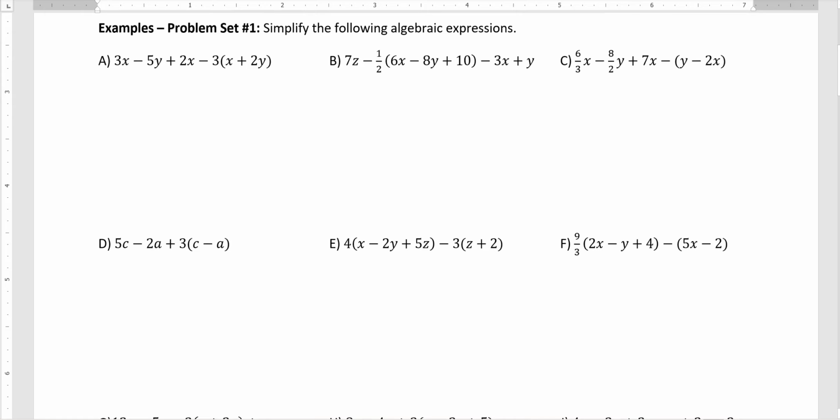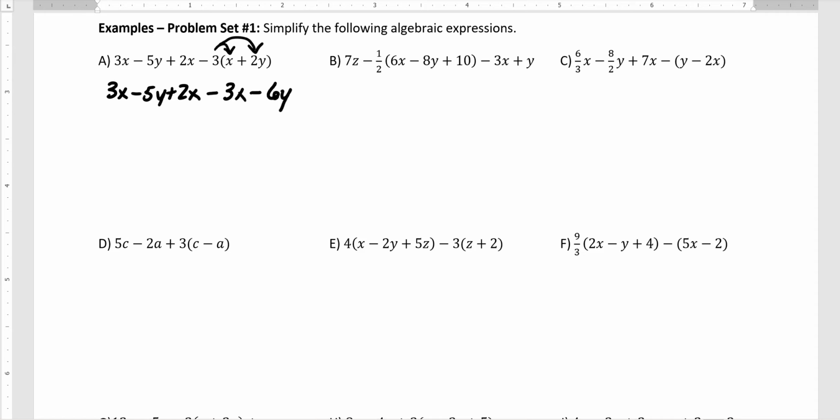Problem set 1, letter A: 3x minus 5y plus 2x minus 3 times the quantity x plus 2y, which is in parentheses. Let's distribute this first. That would probably be a good first step. So we'll have 3x minus 5y plus 2x. Negative 3 times x would be negative 3x. Negative 3 times 2y would be negative 6y.